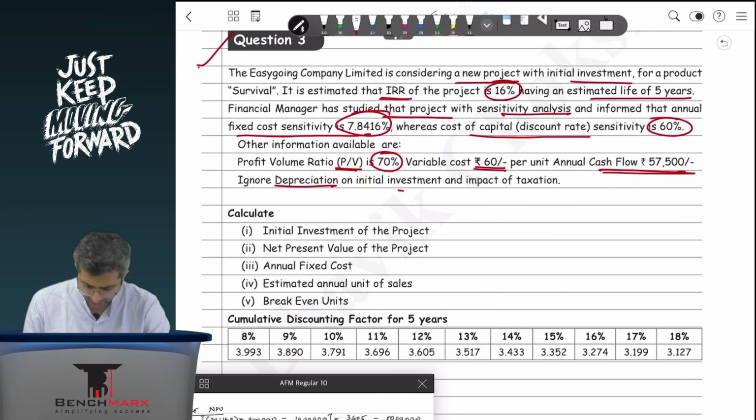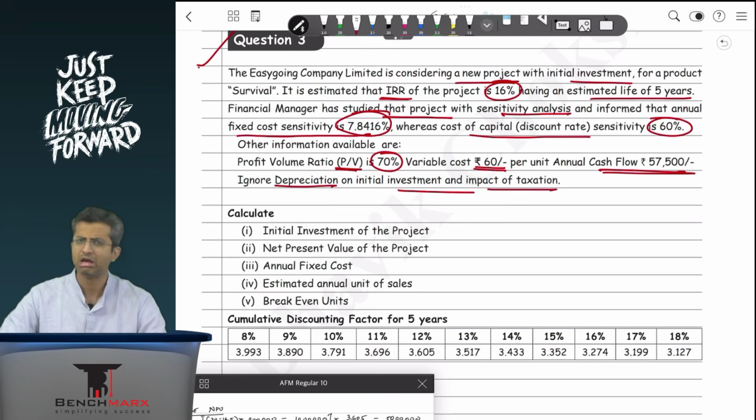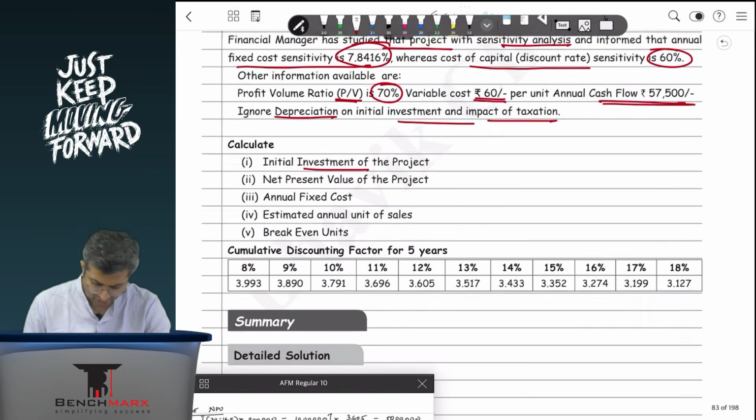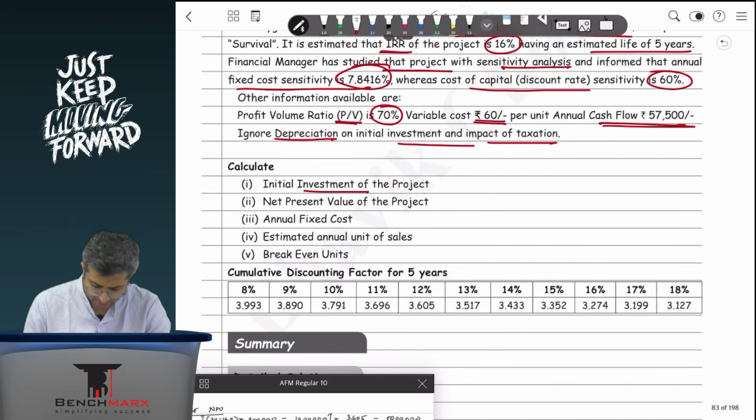Ignore depreciation, investment on investment and impact of taxation. So there's no depreciation, no tax as well. Now initial investment of the project, how do I calculate? Well, initial investment, that is PVCO.